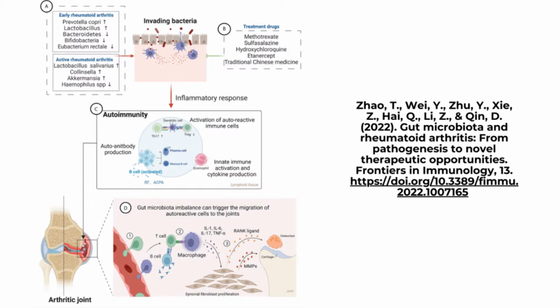So this was a pretty complex picture, but this was the progression of everything from the microbiome and how it can trigger the autoimmune response and the cytokines, which goes into the synovial fluid, which leads to the development of RA.